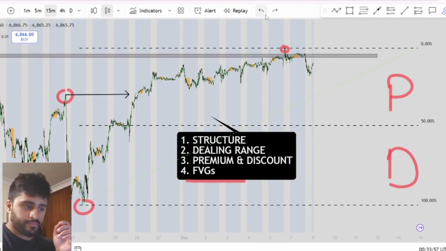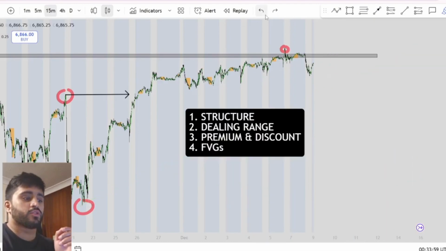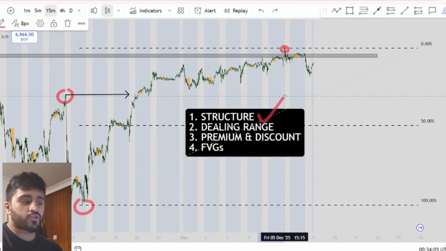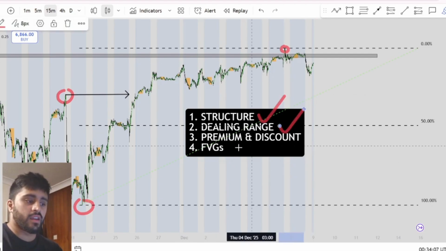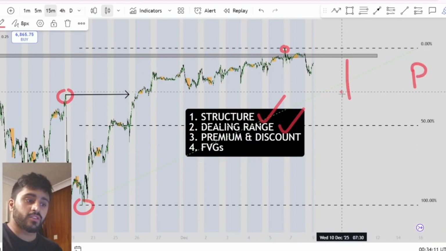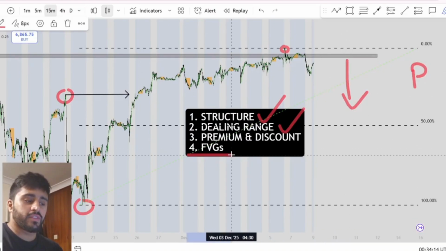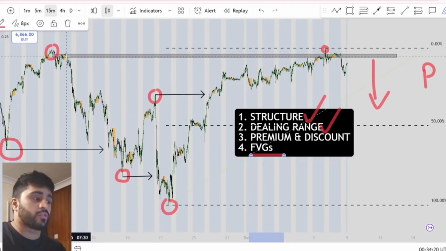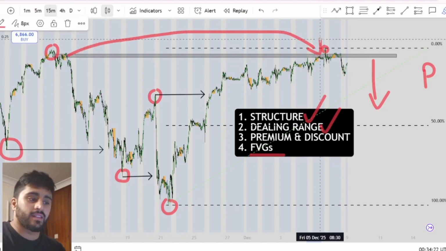And this is where the entry model becomes super mechanical. So you want to have these 4 things ticked off. Have you got your structure, highs and lows? Yes. What's your dealing range? The most recent low, the most recent high. Are you in premium or discount? Well, today we were in premium, therefore we're looking to short. And have you got a 15-minute fair value gap? Have you got a key level in the market that you can actually trade from? Well, yes, yes we do, 68.80, 68.90.